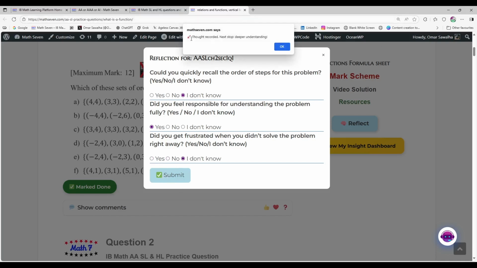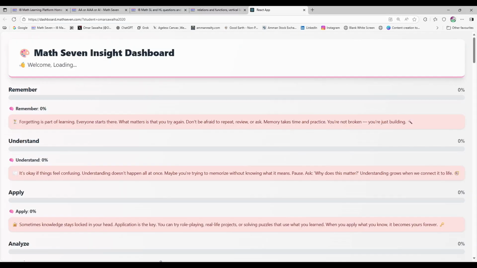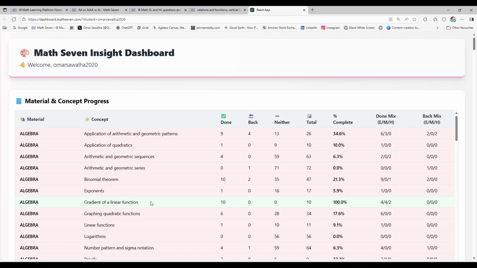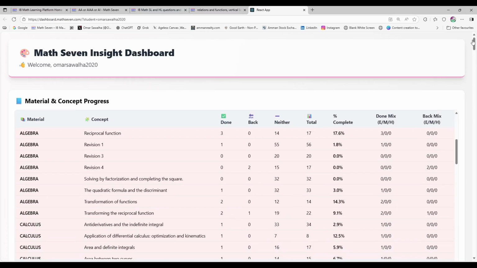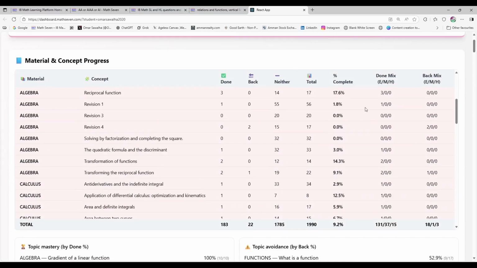After you click submit, you'll get a note here that says "thought recorded." Next stop, deeper understanding. Okay. Now, all the answers of reflect and what you write here and for the comment, it's all going to be stored in something called View My Insight dashboard. Now, as you can see, this dashboard is basically for me. I use it to explain to schools and teachers and students and so on.